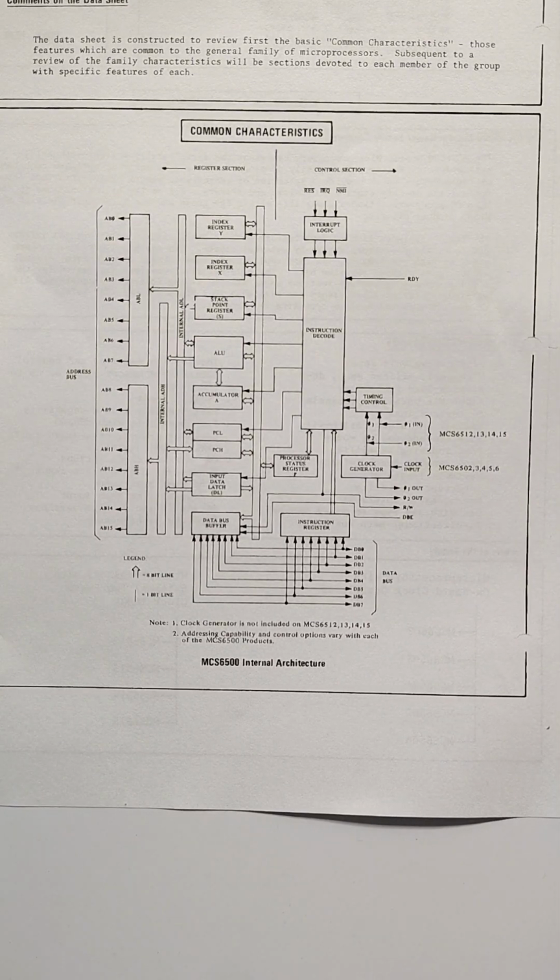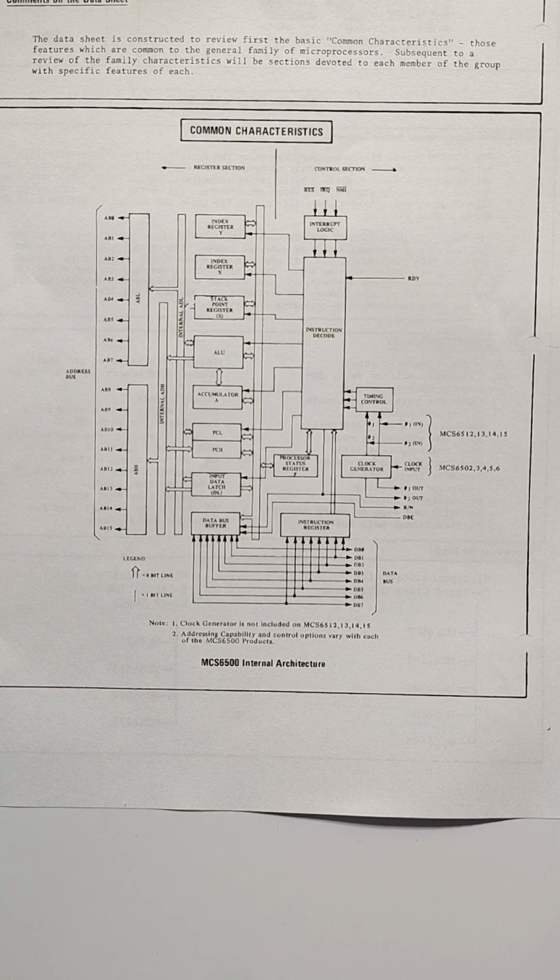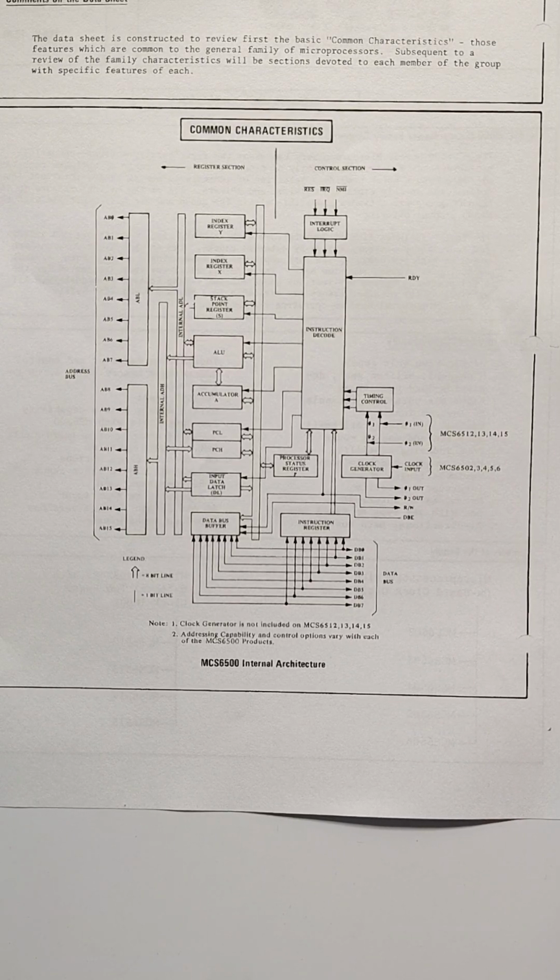This video I'm going to talk a little bit about the 6502 microprocessor. This processor was first released back in 1975. It became very popular for a few reasons.